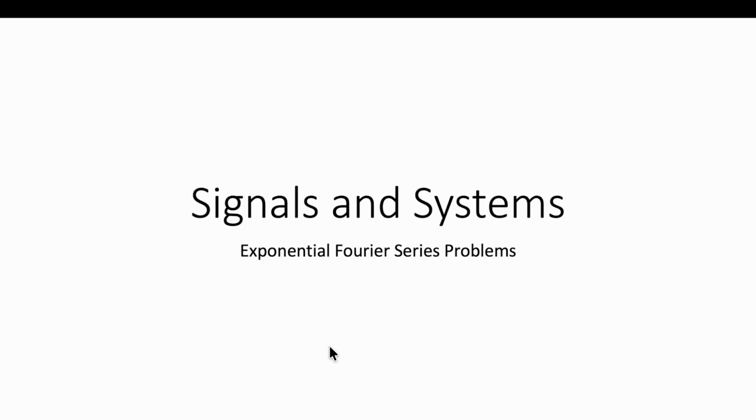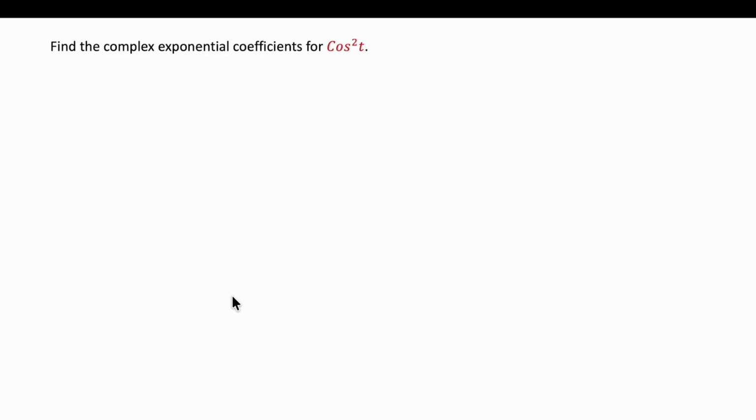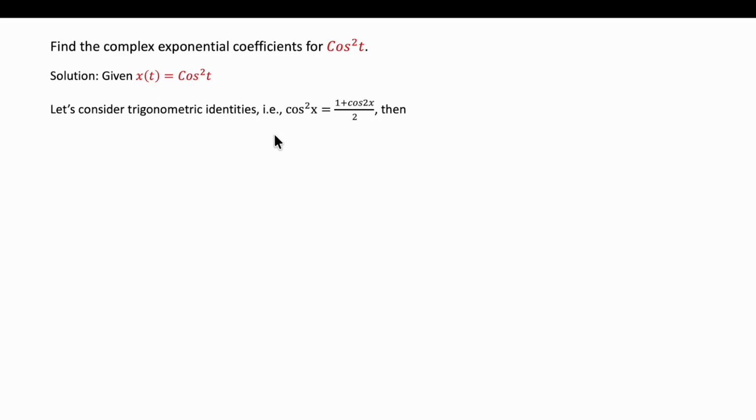In this video, we are going to solve a few exponential Fourier series problems. The first problem is to find the exponential coefficients for cos square t. So we can say that given x of t is equal to cos square t, and we can use the trigonometric identity where cos square x can be written as (1 plus cos 2x) divided by 2.